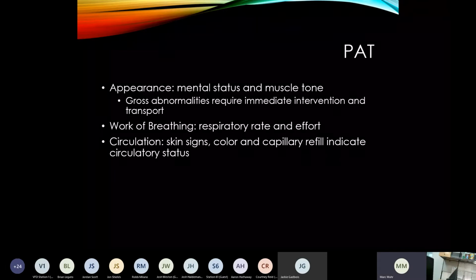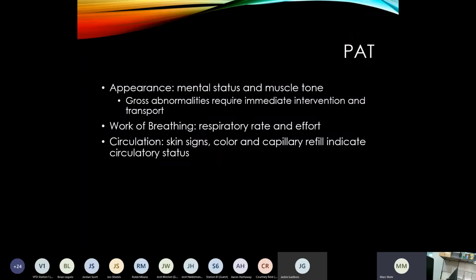Immediate information and gross abnormalities: the patient's flaccid, they're having significant work of breathing and/or apneic, or shock states. Those are things that you need to intervene with quickly and rapidly. Work of breathing: what's the respiratory rate and effort? Are you noticing retractions? Are they working excessively hard to breathe? And is their breathing work consistent with what their age-related vital signs are?